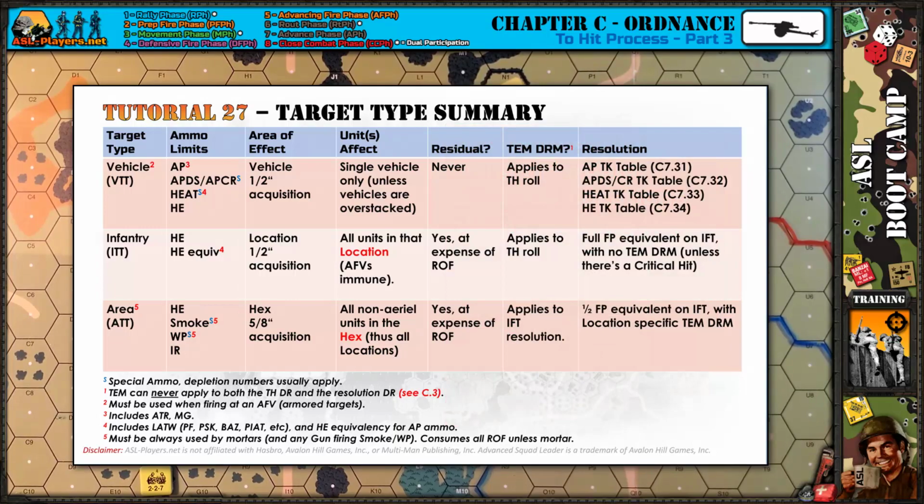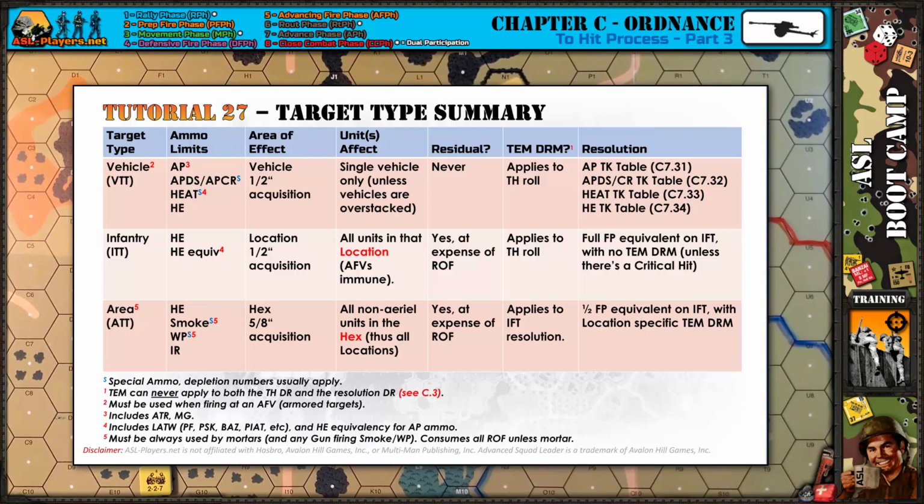Residual, yes, again, at the expense of rate of fire. The TEM die roll modifier: for area target type, this applies to the infantry fire table resolution, not to the to-hit roll. It's generally easier to get a hit with area target type because I think what it's simulating is you're firing more than one round. You're kind of blanketing the hex with more than one shot, essentially, and thus you're spreading your firepower over an area. You affect every location in the hex, so the firepower is half the firepower equivalent on the infantry fire table, with location-specific TEM die roll modifier.